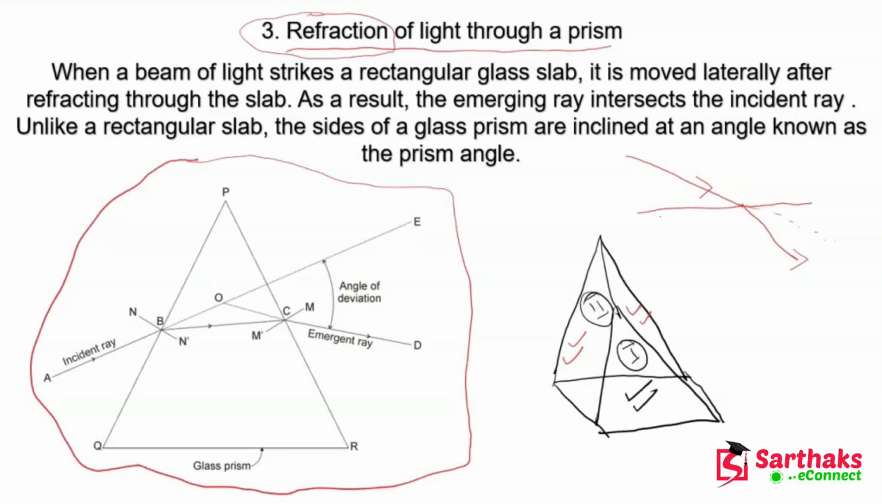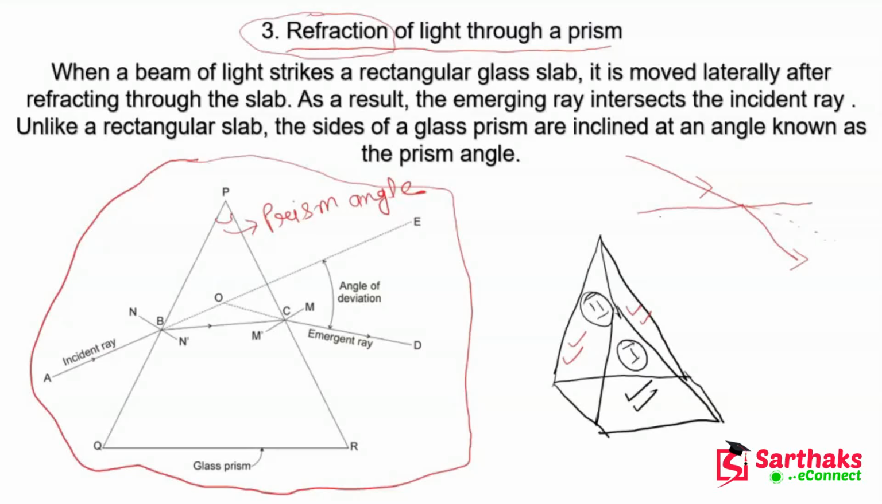And now let's see what happens when light refracts from this surface. This angle of these inclined surfaces is known as the angle of prism, or prism angle. These surfaces are basically inclined to each other. You can see this surface is inclined to this surface.